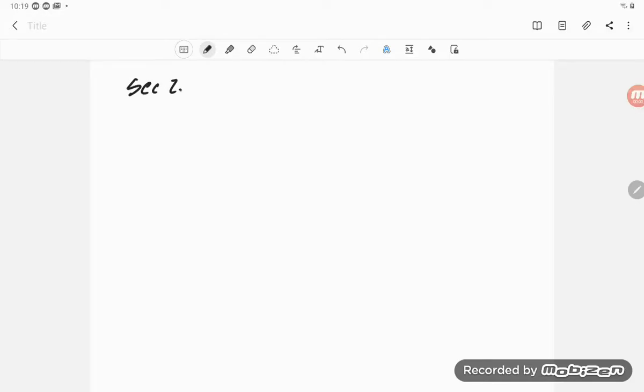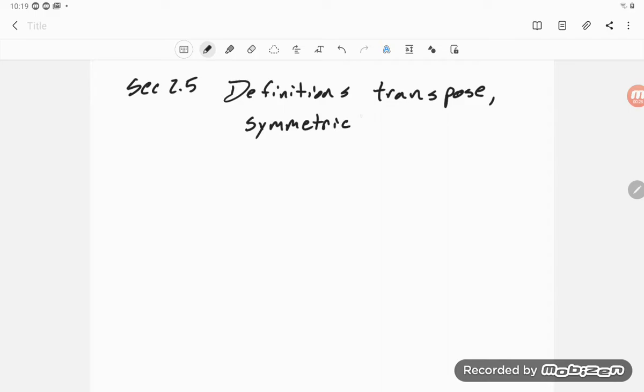So I think we're finishing up section 2.5 with some definitions. Those definitions are transpose, symmetric, and skew symmetric.